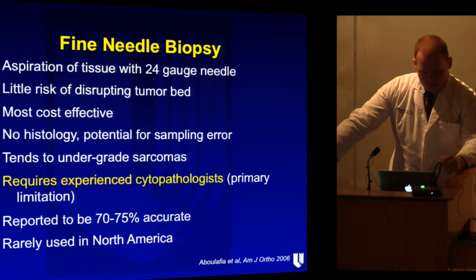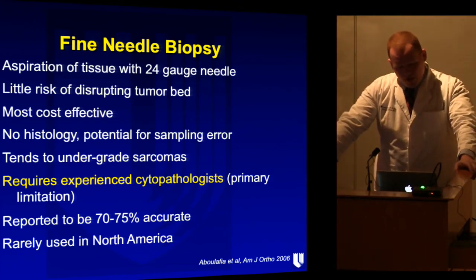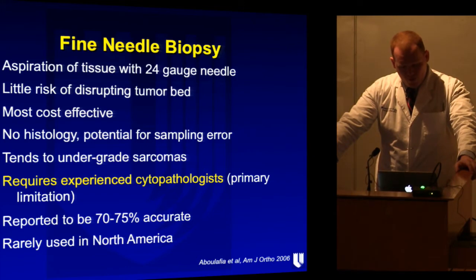Starting with fine needle biopsies, a fine needle biopsy can be described essentially as a soft tissue aspiration. It's performed percutaneously with a 24 gauge needle and has very little chance of disrupting the tumor bed. It's very cost effective since it requires no special equipment. Unfortunately, it's difficult to evaluate the histology of these aspirations since the structure of the sample tissue can't be evaluated.